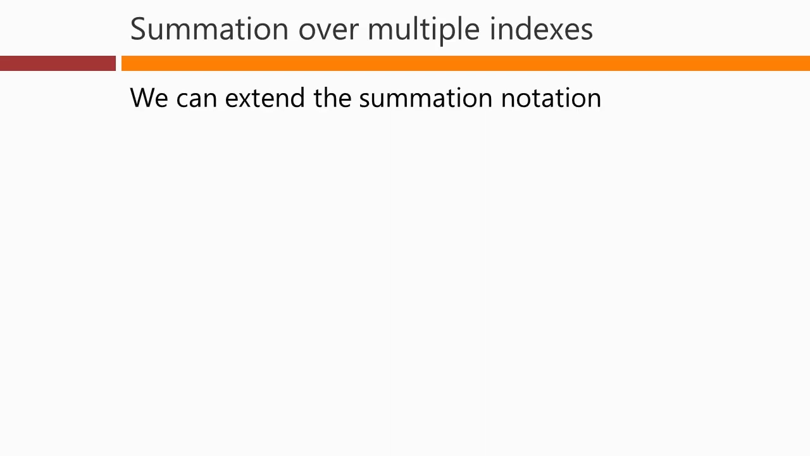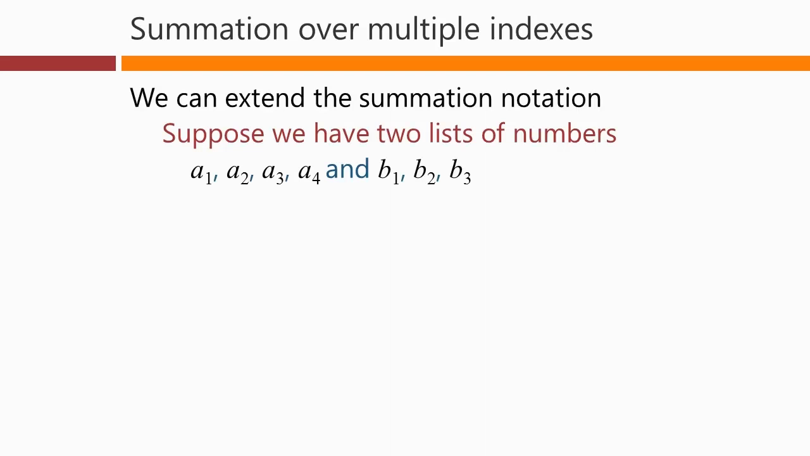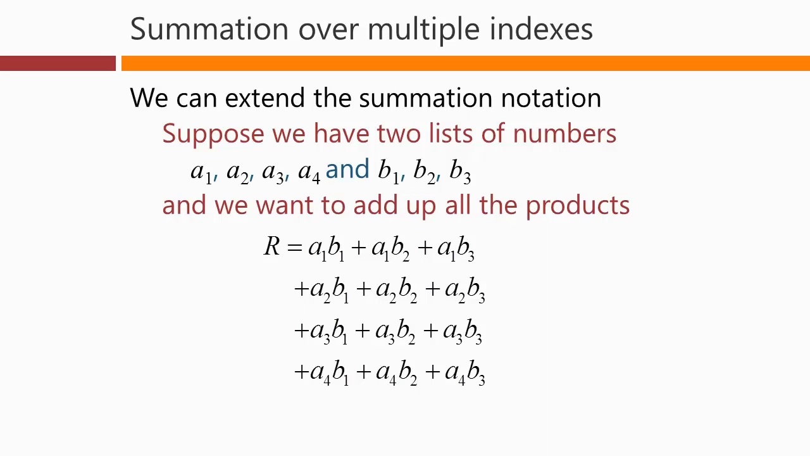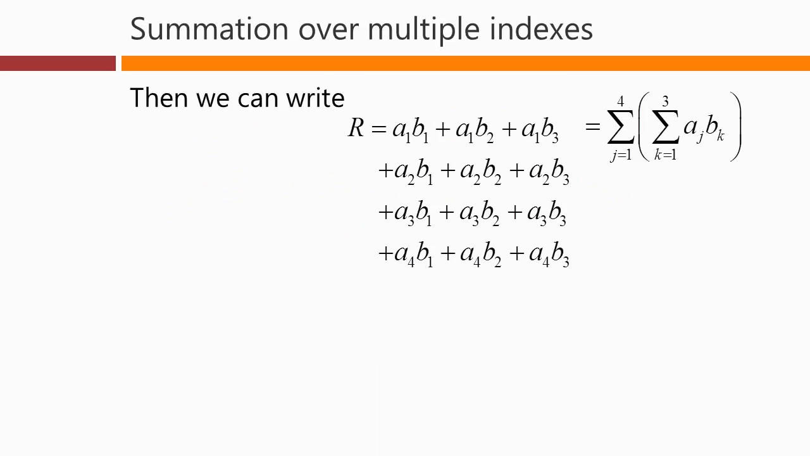We can extend the summation notation, for example, to handle the case where we might have two different lists of numbers, a1 through a4 and b1 through b3, where we might want to do something complicated like adding up all of the products. So a1 times b1 plus a1 times b2 plus a1 times b3 plus a2 times b1, and so on. Then we can use the following notation.